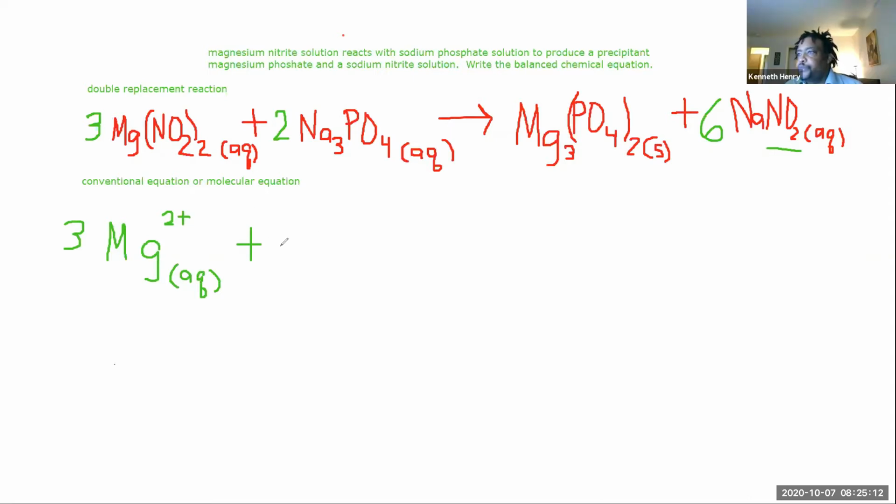Plus 6 nitrate minus. So since they're in solution, since they're in an aqueous solution, the water is allowing them to split up into their ionic forms.